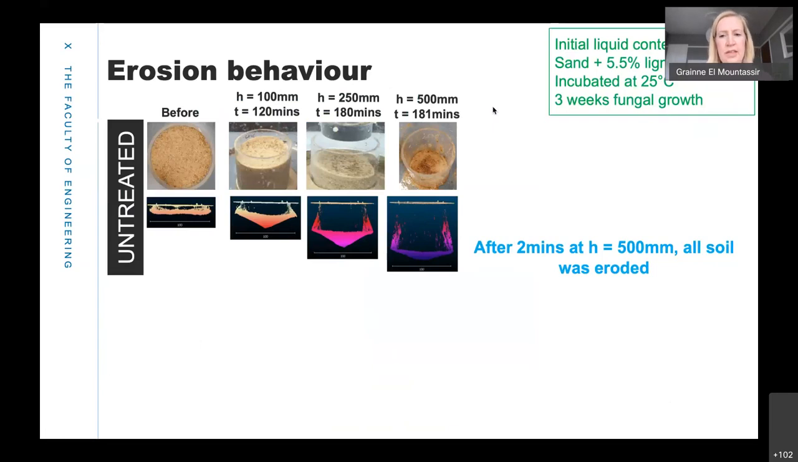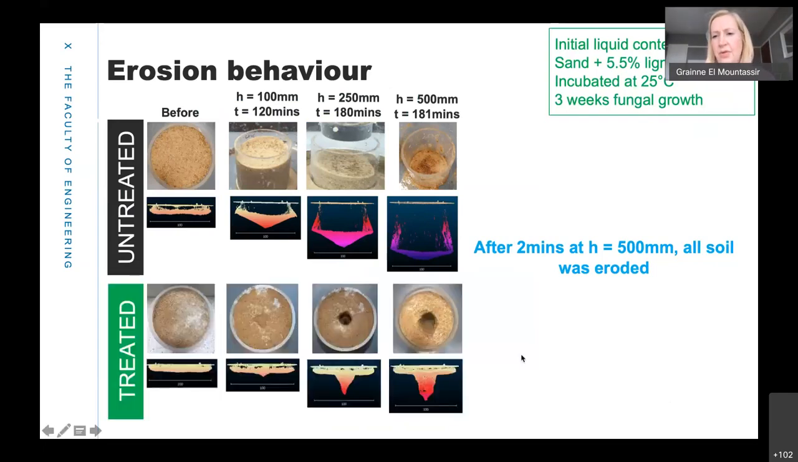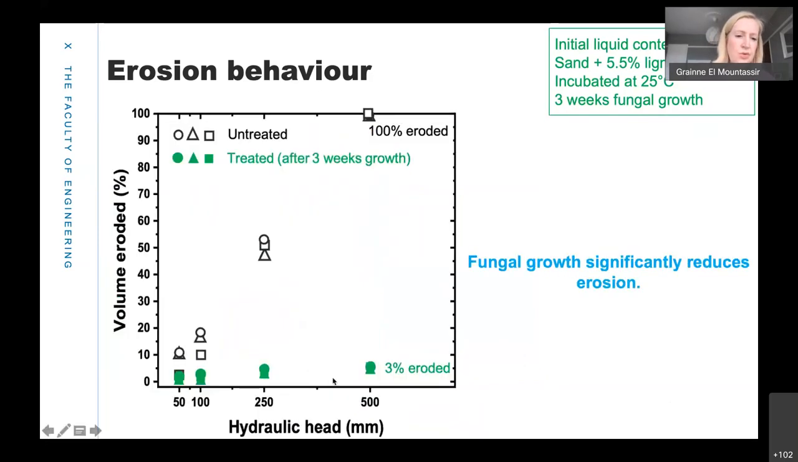So if we look at what happened in the fungal treated specimen, these were allowed a growth period of 3 weeks with the Pleurotus ostreatus. And we can see very clearly from the photographs that the erosion behavior is very different. We are scouring immediately below and around the impinging jet. We used the information from the laser scanning at the end of each stage to determine the volume of soil that was eroded. The white symbols are the untreated soil, and the green is the fungal treated after 3 weeks of growth.